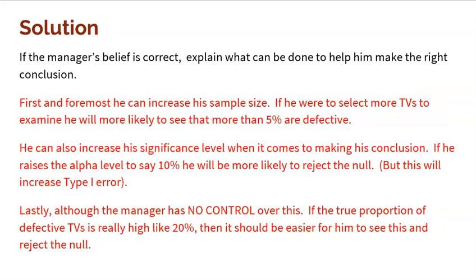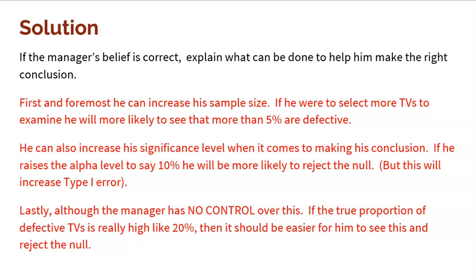All right, now the final question was, if the manager's belief is correct, if there really is more than 5% of defective TVs, what can be done for him to make the right conclusion? Now, this is talking about power. If there really is more than 5% of TVs that are defective, he wants power to see that and fix it. So first and foremost, he can increase his sample size. If he were to select more TVs to examine, he's more likely to see that it's more than 5%. A bigger sample size is always going to reflect the truth better. So if the truth is more than 5%, a bigger sample size will help him see that.